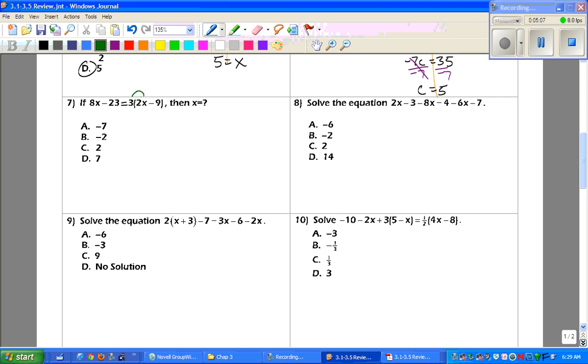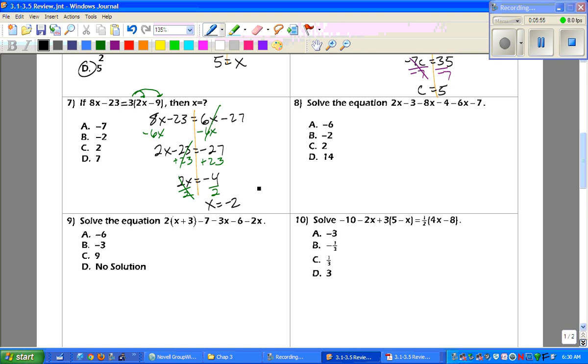All right, so first thing we need to do is to distribute that 3. So we get 8x minus 23 equals 6x minus 27. All right, we want our x's on the left side, so I'm going to subtract 6x. And we get 2x minus 23 equals negative 27. Add 23 to both sides. 2x equals negative 4. Divide by 2. We're left with x equals negative 2.